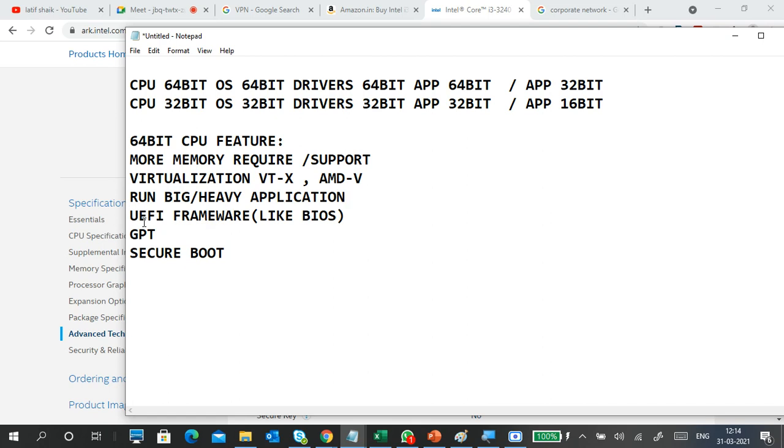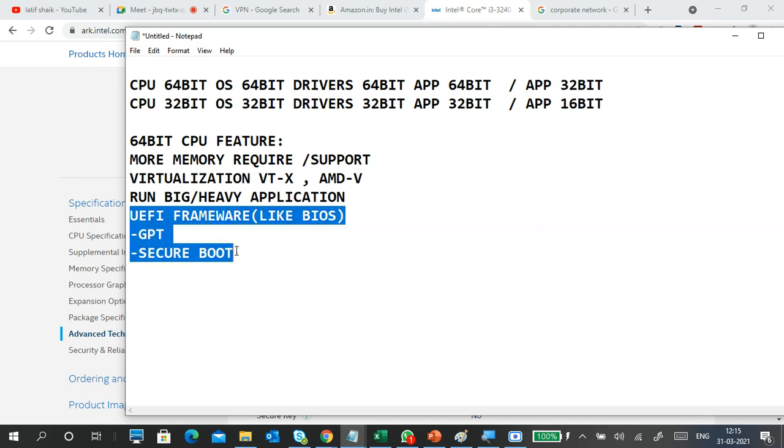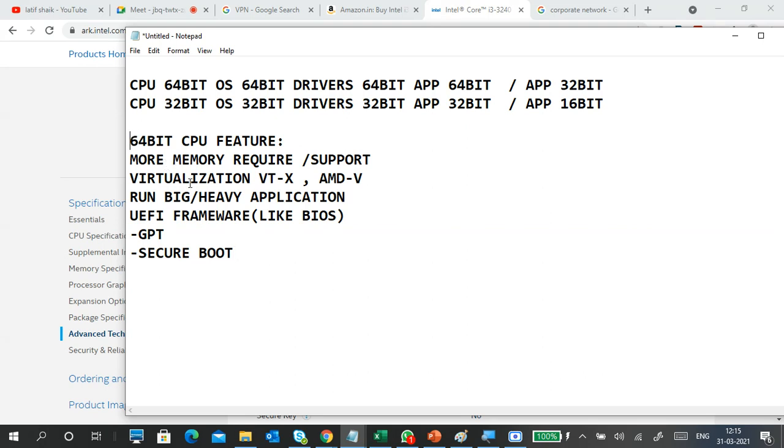64-bit also comes with UEFI firmware. And UEFI supports the GPT partition table, the GUID partition table, like hard disk supporting. Secure boot is possible because of UEFI. These are all subsets of UEFI. Because of UEFI we are getting these two things. So these are the 64-bit features.